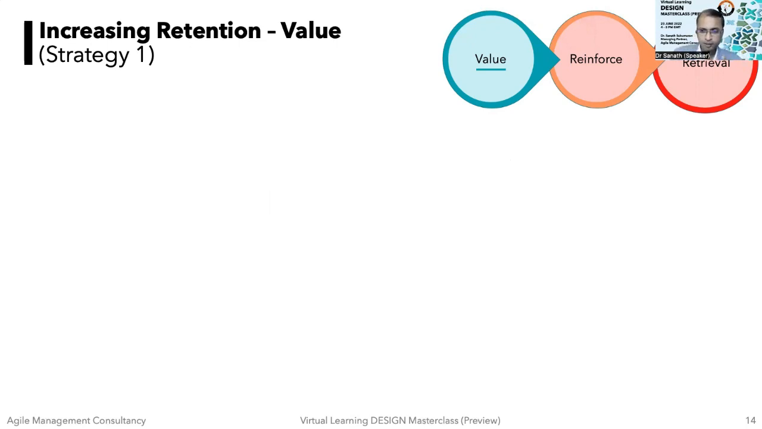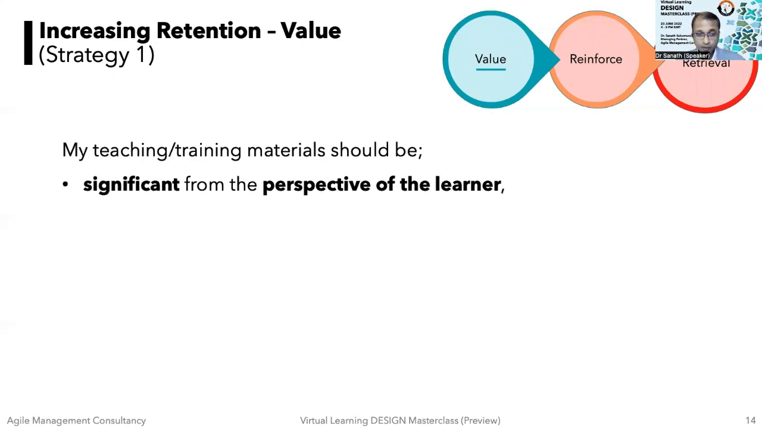Now just imagine for a while, if I am the learner, right? And the question is, I'm going to ask this question, why am I learning this? So what? Now you might feel it's so important for your learner to learn that, but the learner will always ask this question, what for? Right? So the first thing I would say is always make it significant from the learner's perspective.